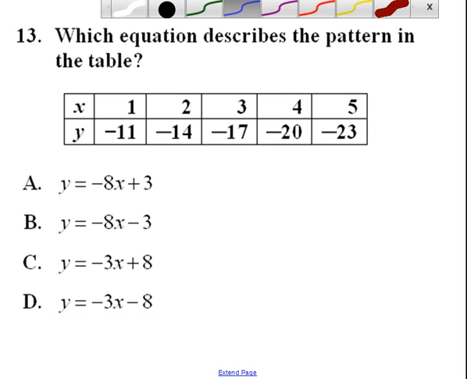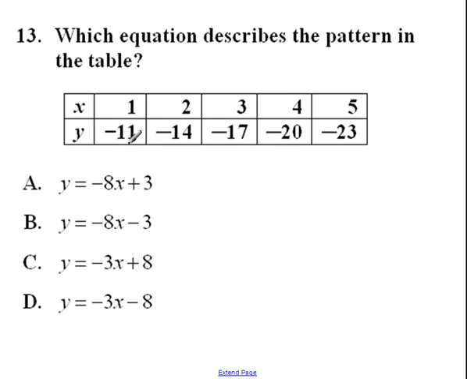Alright, so we're just going to treat this kind of like a pattern. What are we doing here? We're going from negative 11 to negative 14. We're subtracting 3, subtracting 3, subtracting 3 every time. So if I want to find out what's going to happen here, we're going to subtract 3 and get negative 26.